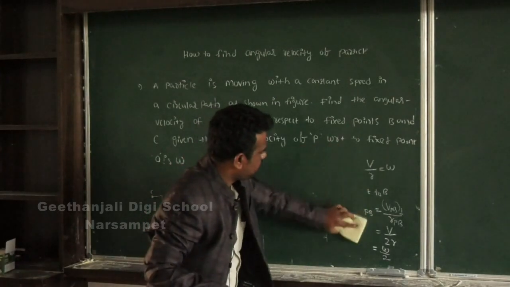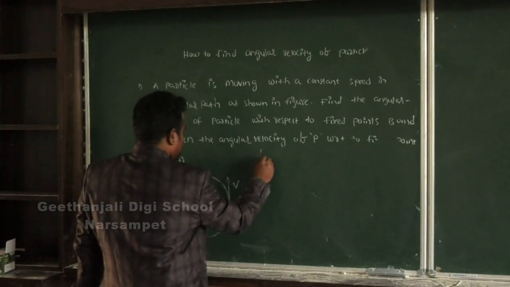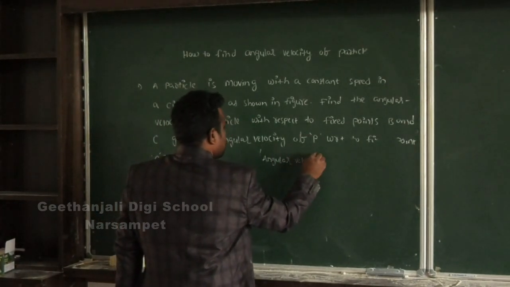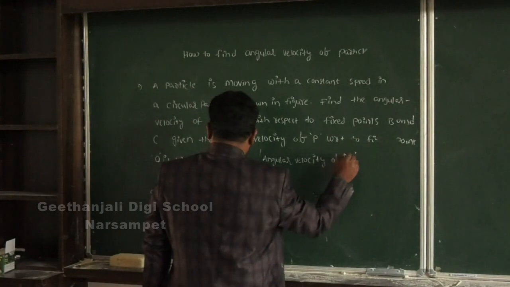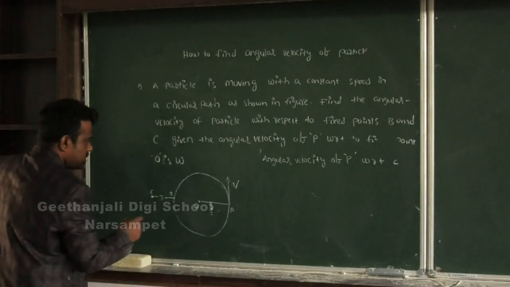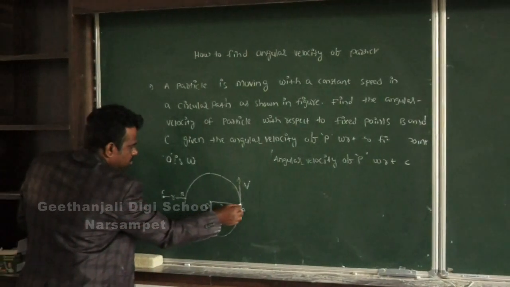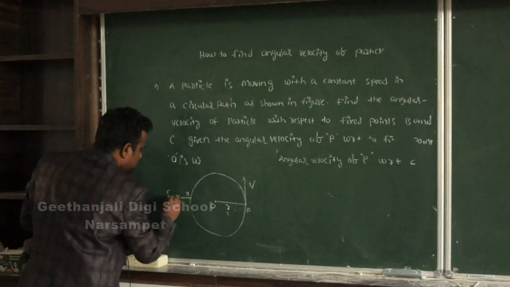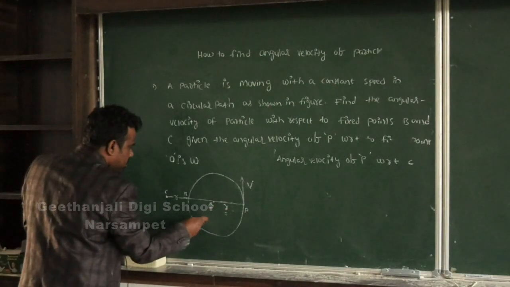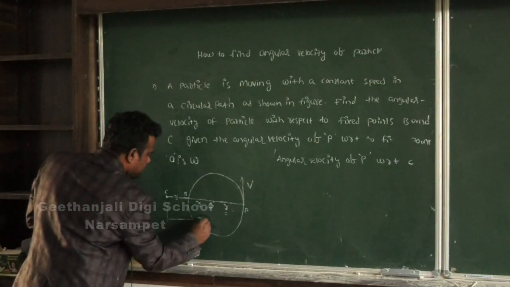Finally, the angular velocity of P with respect to C. You need to find the angular velocity of P with respect to C. Let us draw the position vector of P with respect to C. Yes, this is the position vector of P with respect to C. What is the magnitude of this position vector? R plus R plus R. This is total 3R.